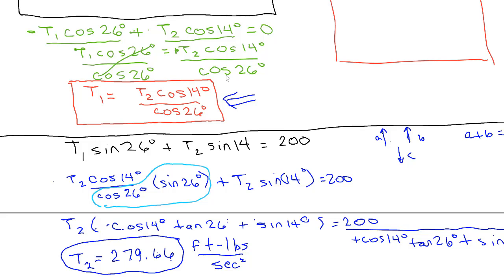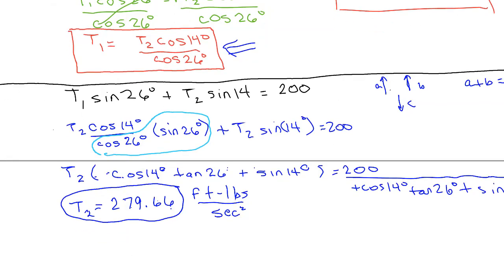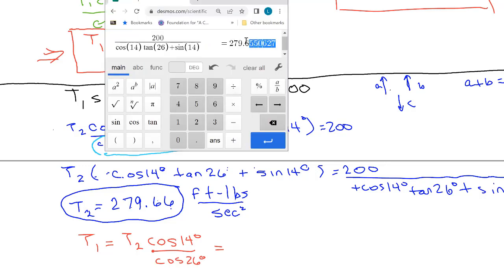Now we know T2. Once we know T2, we can find T1, because T1 from right here is T2 times cosine of 14 divided by cosine of 26. T1, we already know is equal to T2 times the cosine of 14 degrees divided by the cosine of 26 degrees. And let's get our calculator. Then we get a really precise answer.